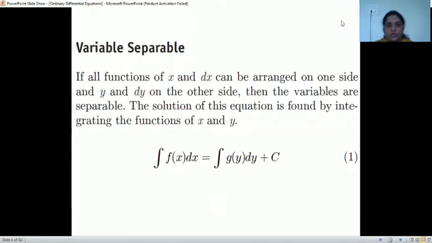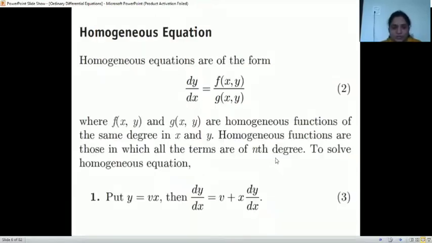So the first method to solve this is the variable separable method. So what is variable separable? We are separating the terms, x on one side and y on one side, and then we integrate on both sides and we get an equation like this. That is, a function of x on one side and a function of y on the other side, and on either one side we can add the constant of integration, plus c.